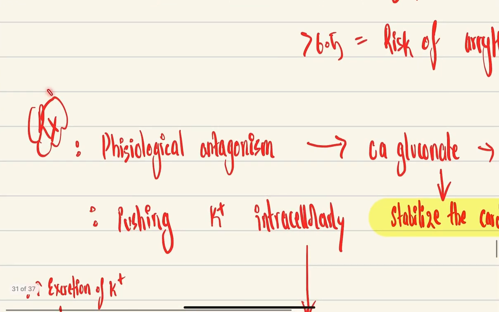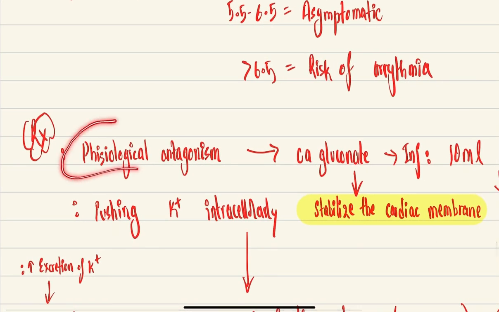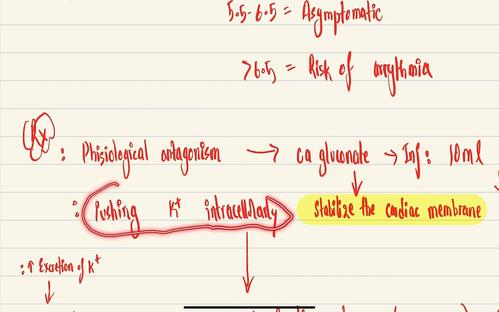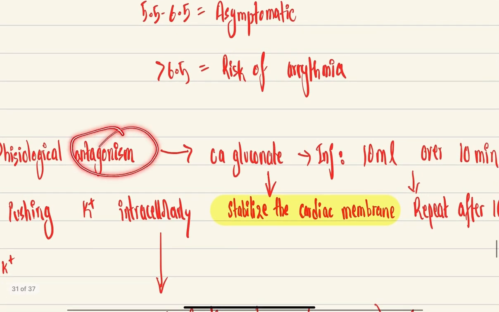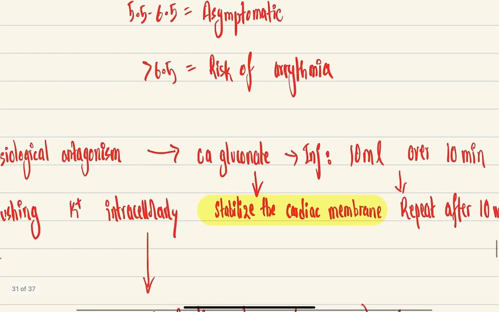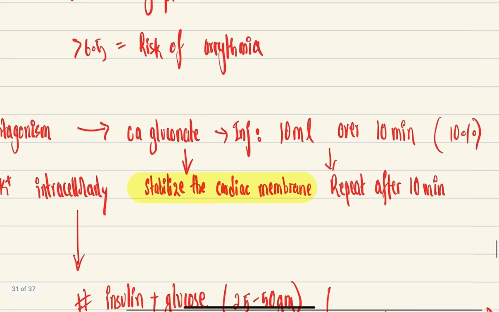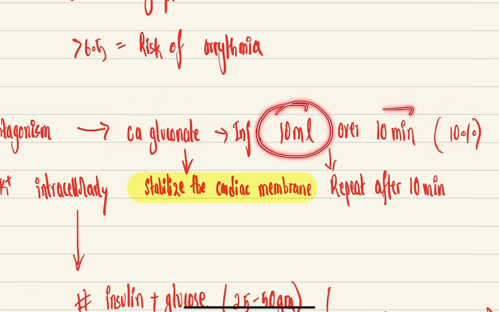So let's see the treatment. We have three headings. One is physiological antagonism by using calcium gluconate. Another is pushing the potassium intracellularly, and the other is excretion of potassium. First, let's see the antagonism by calcium gluconate. Calcium gluconate can be given IV, 10% calcium gluconate, 10 ml over 10 minutes.